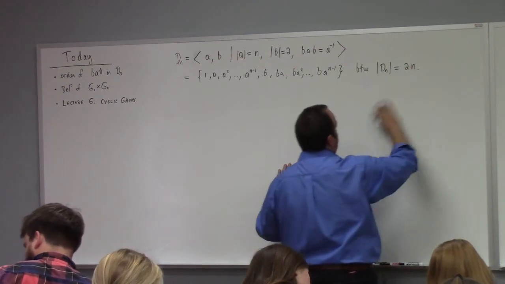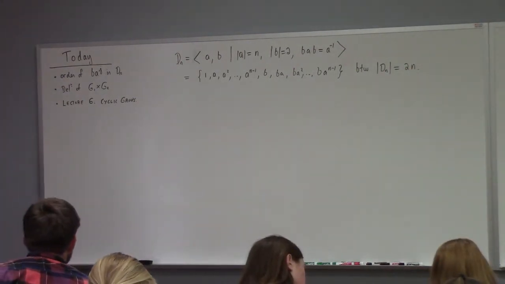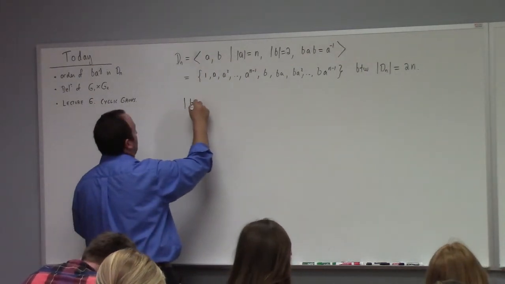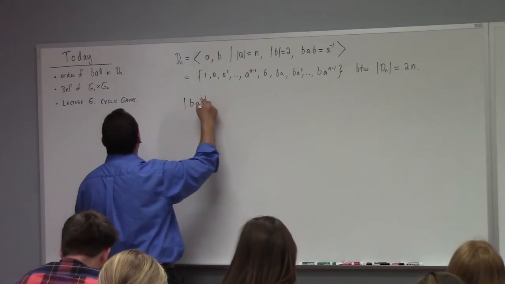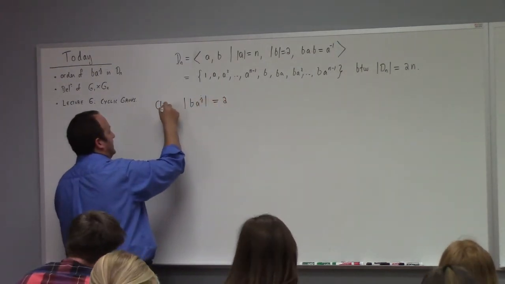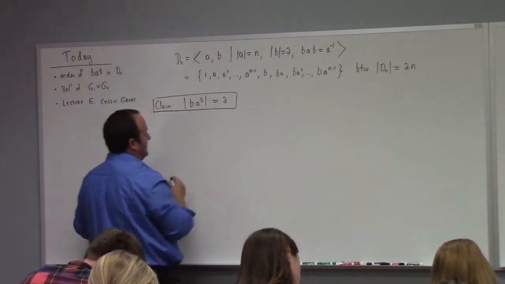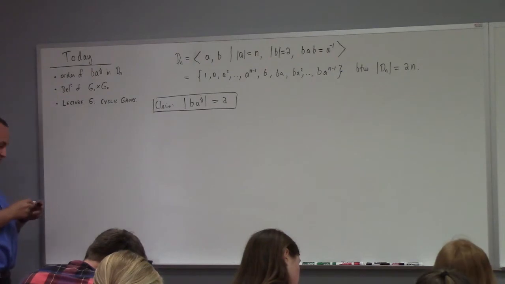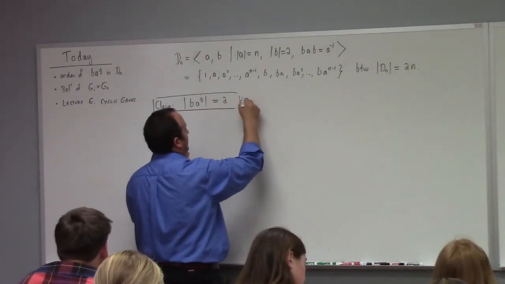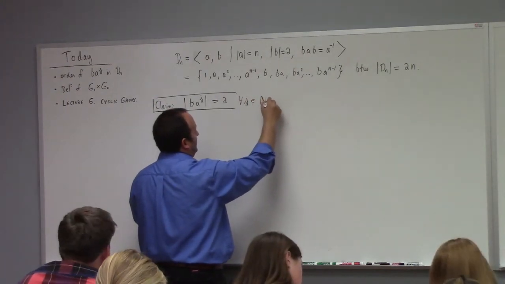All right. Anyway, one of the things I claimed last class and didn't quite do justice to was that the order of ba to the power j for any j is in fact equal to 2. This is a claim. So let's prove that claim. I will attempt to prove this in an orderly fashion. And to be more clear, this is for all j in the natural numbers and also 0.